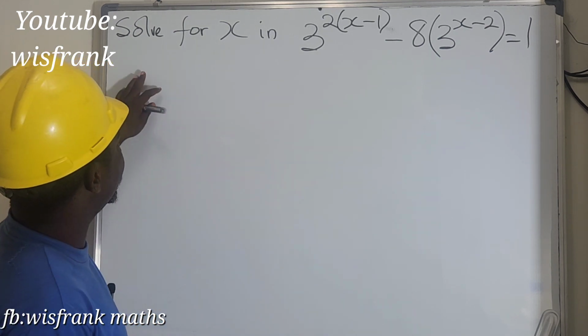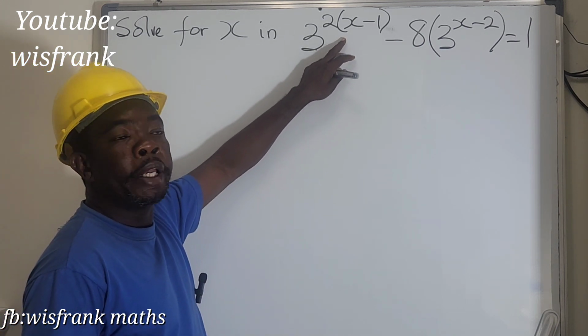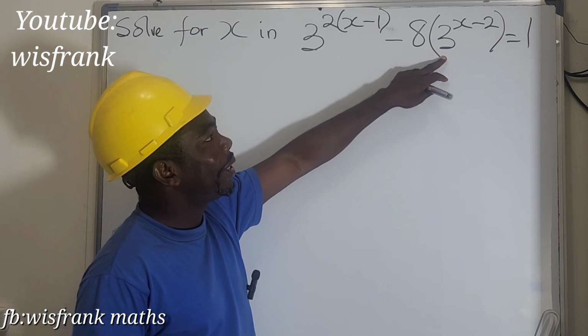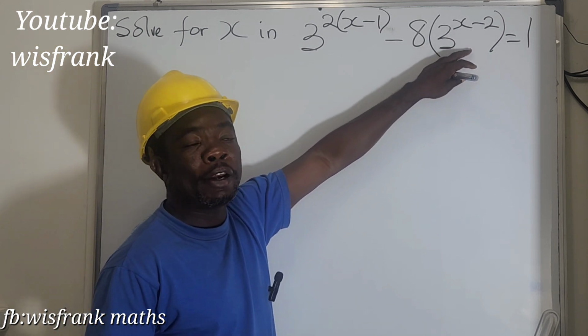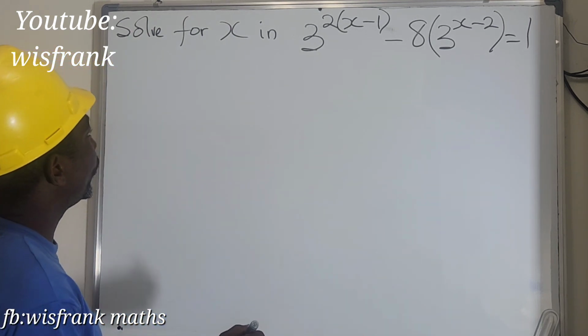Today we are looking at this question, and it says: solve for x in 3 to the power of 2x minus 1, minus 8 into 3 to the power of x minus 2, equals 1. So we are going to look for the value of x.